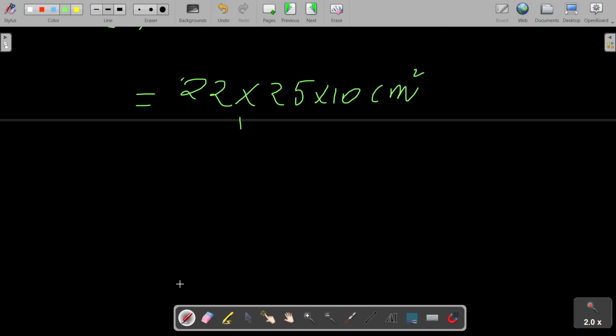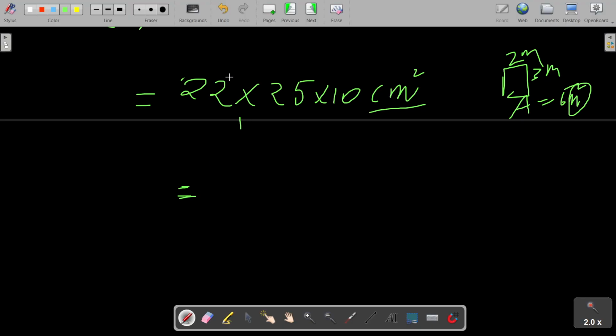Remember, the unit for area is unit squared. If I calculate an area, let's say 2 times 3, and these are in meters, the area will be 2 times 3 is 6 meter squared. This is the unit for area.